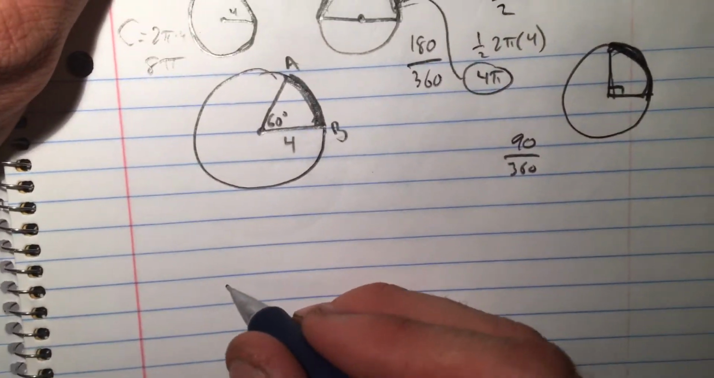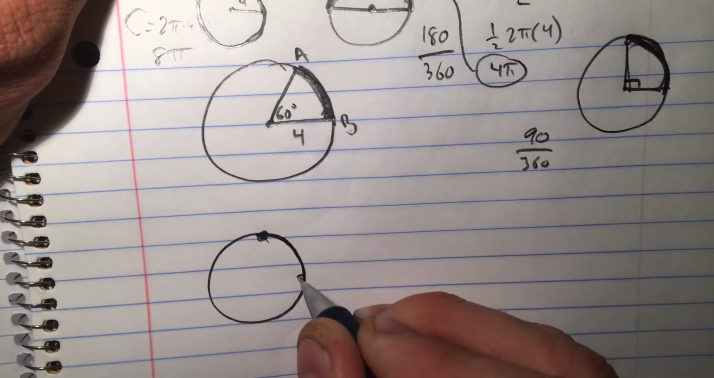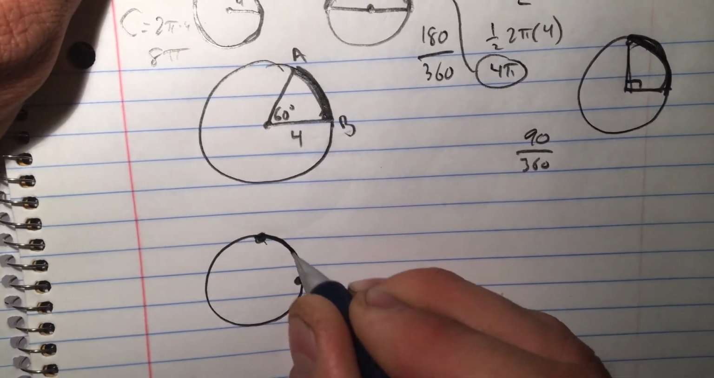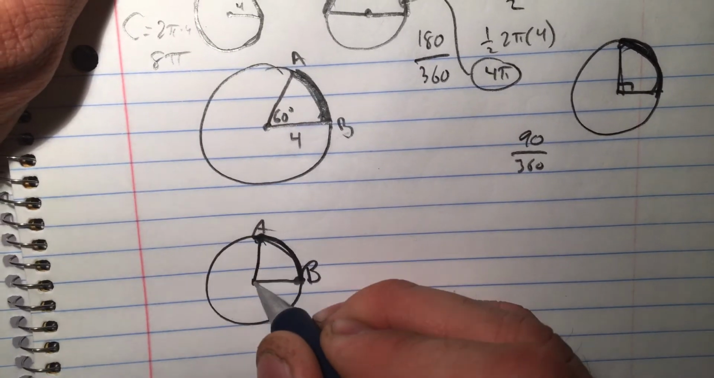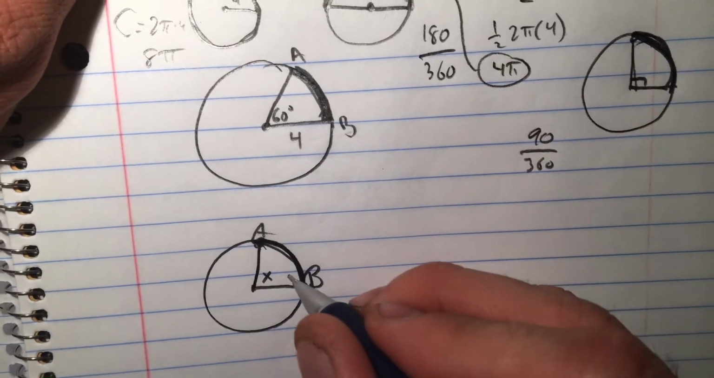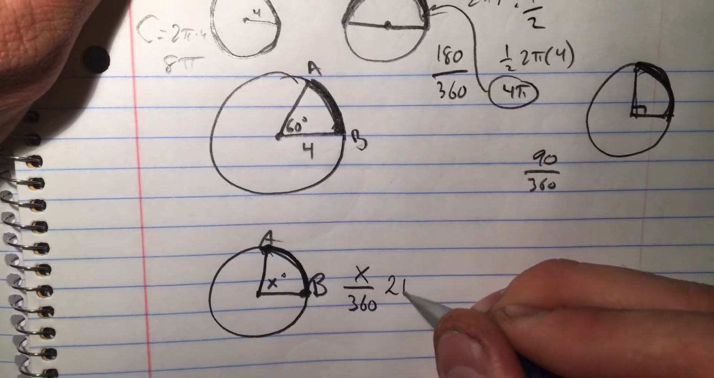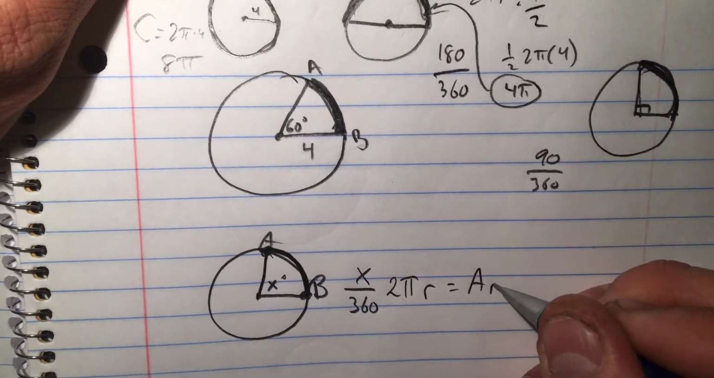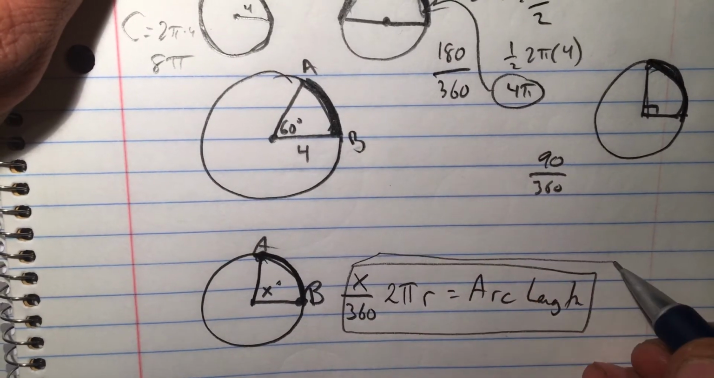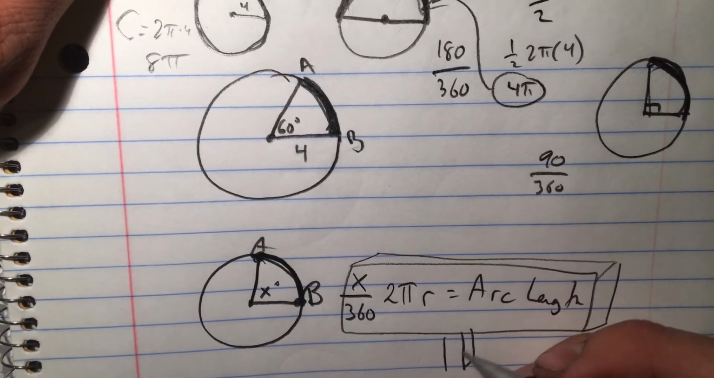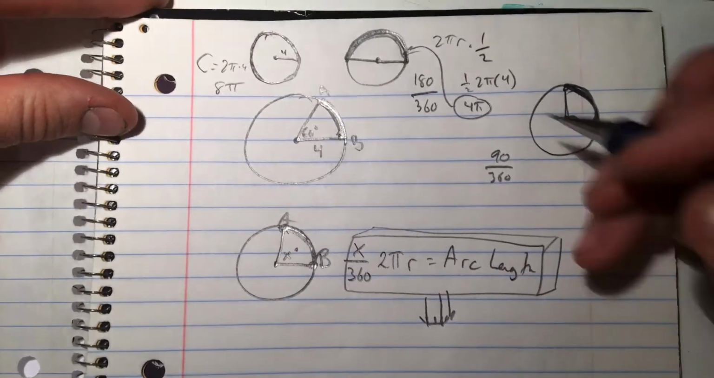So the generic formula goes like this. If you want to find the arc length of AB, and you know your central angle is x degrees, you're just going to go, whatever x is divided by 360 times 2 pi r. And that is how you find arc length, my friends. This is a wonderful formula. You want to stick it in the ground and grow some grass around it, because that formula is going to save your life.